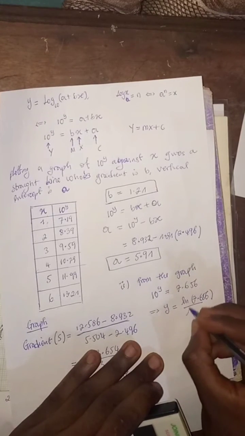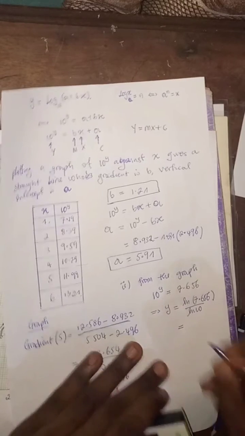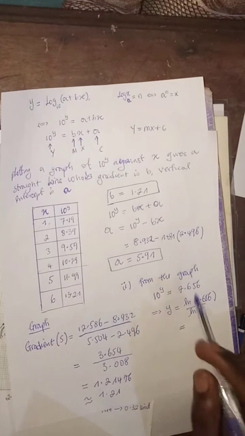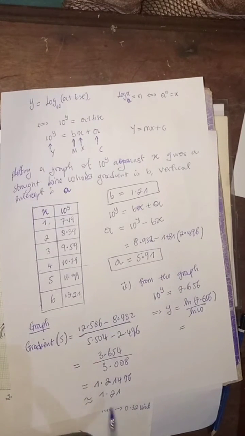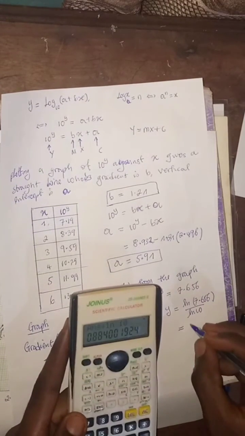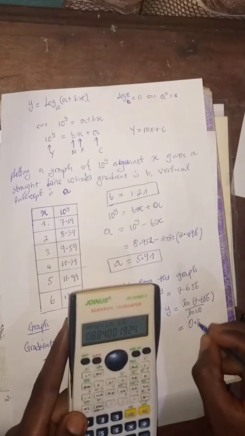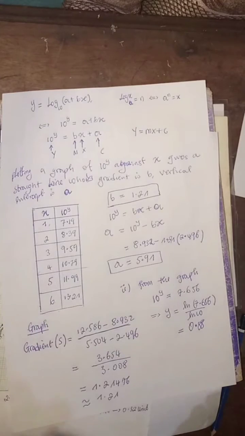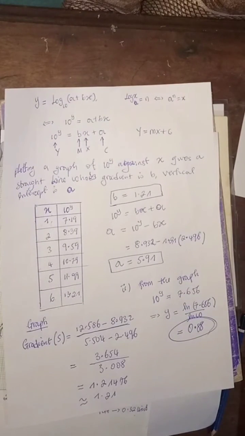Divided by ln 10 when you make y the subject. Equally, you can have just log of that. So let's evaluate that. So I have ln 7.656 divided by ln 10. That will give me 0.88. So 0.88, that's the value I have for y. So that is exactly what we have.